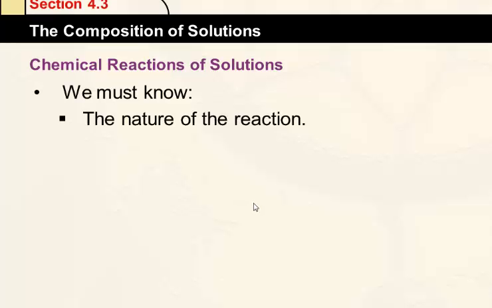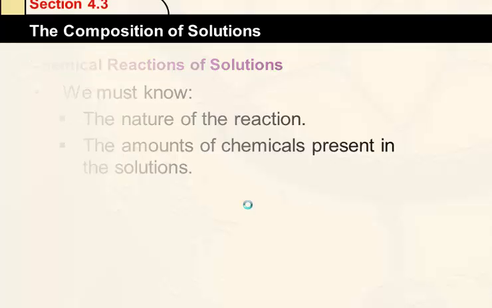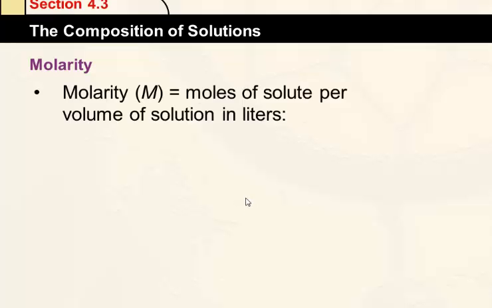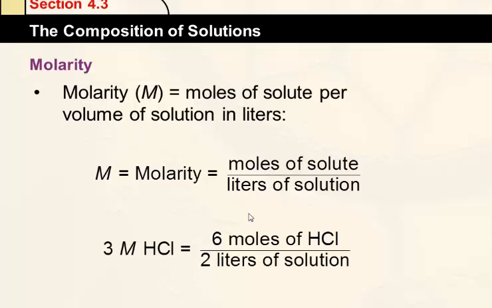All right. For chemical reactions, you must know what type of reaction it is and the amount of chemicals present. To know the amount of chemicals present, we have to be able to do some concentration work, so a little bit of review here. Molarity is moles per liter of solution. Remember, it's the moles of the solute divided by the liters of solution. The higher the amount of moles per liter, the higher the molarity, or the more concentrated it is.